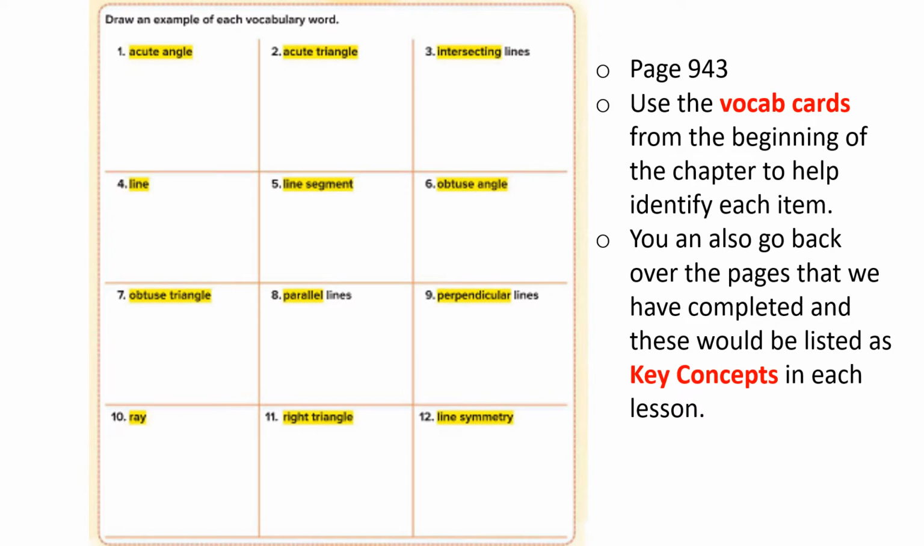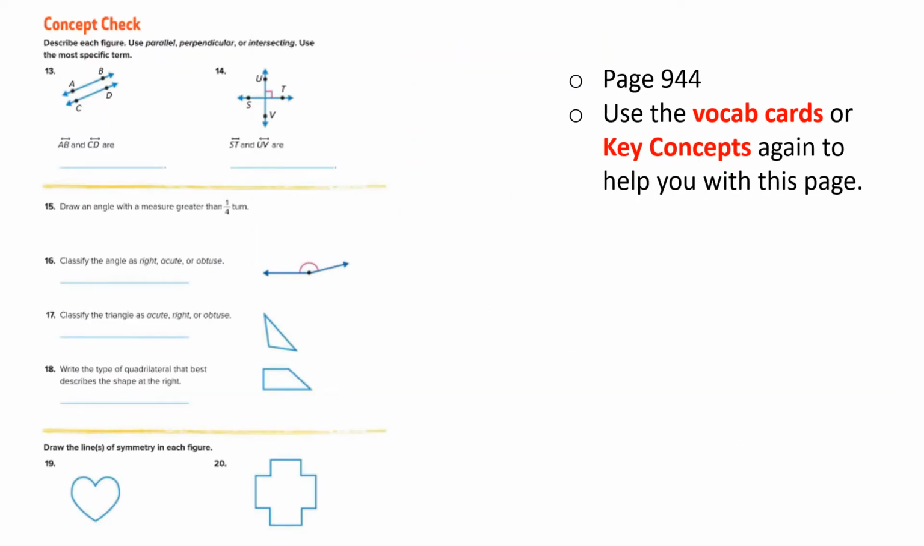On page 943, each of the boxes are labeled with a vocabulary word, and you're supposed to draw an example of that. Use the vocabulary cards that come at the beginning of the chapter. Also, page through the chapter and look back at where it's labeled key concepts, and there will be pictures there and definitions to help you with your drawings. On page 944, using those vocabulary cards and key concepts again will help you with this.